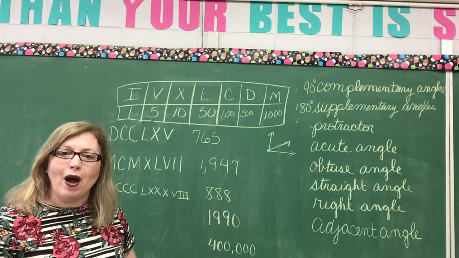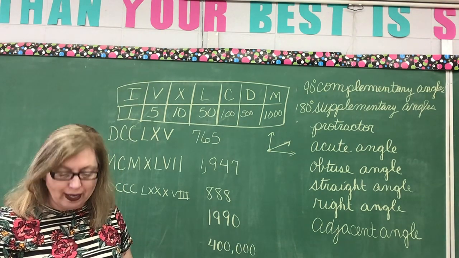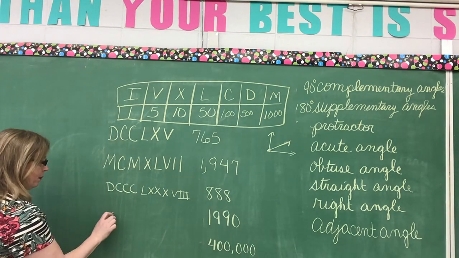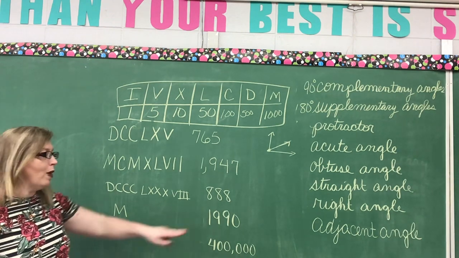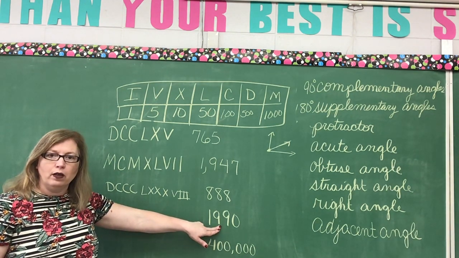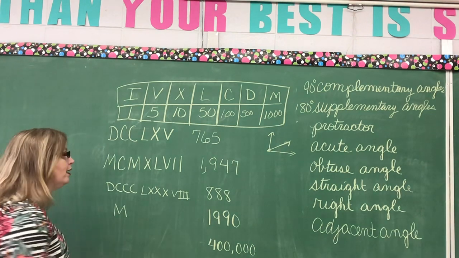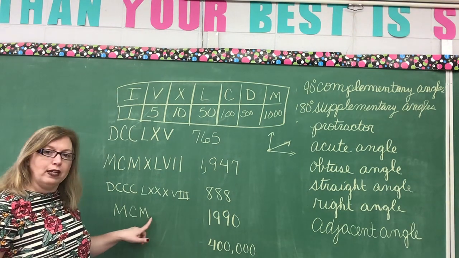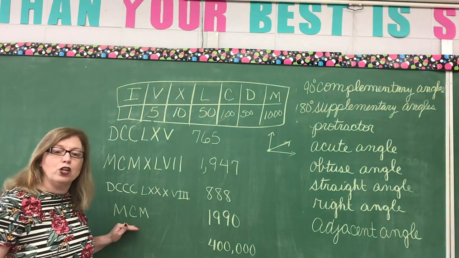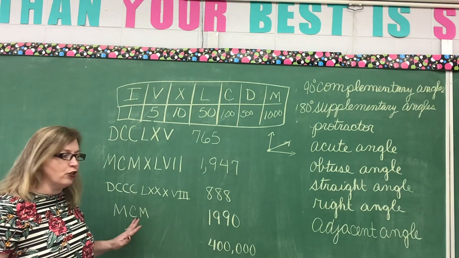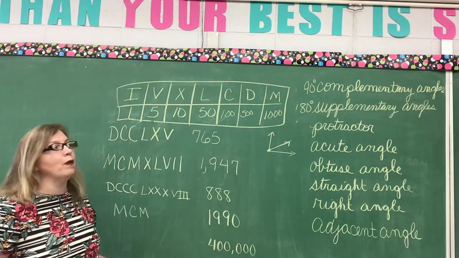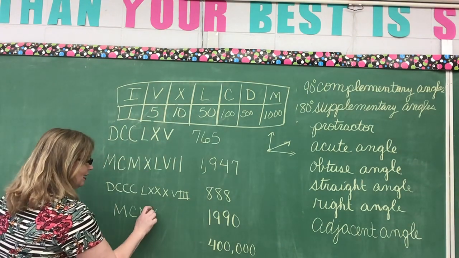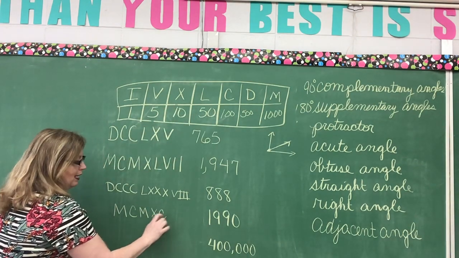Look at the next one in your book. It says the number 1,990. Well, how do I write the 1,000? With an M. Okay? How do I write 900? 100 less than 1,000, right? So I'm going to write CM. Because C is 100. It's in front of the M, so that means 100 less than 1,000. That gives me 900. Now I need 90. How do I write 90? Well, I'm going to say 10 less than 100. So I'm going to say X, and then I'm going to write a C.